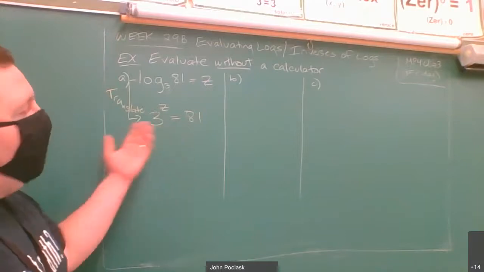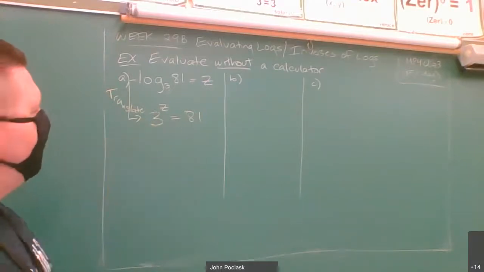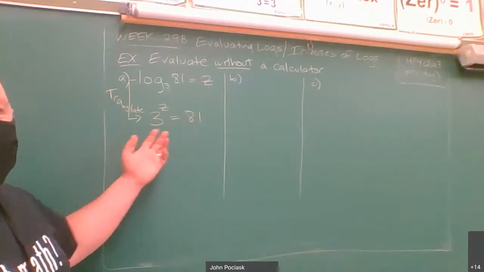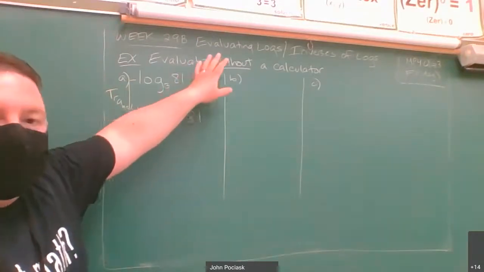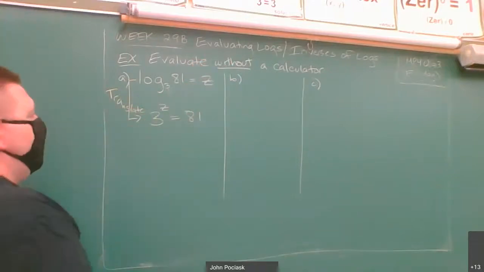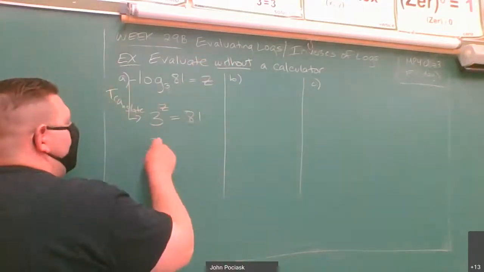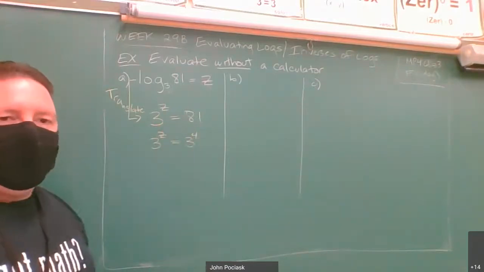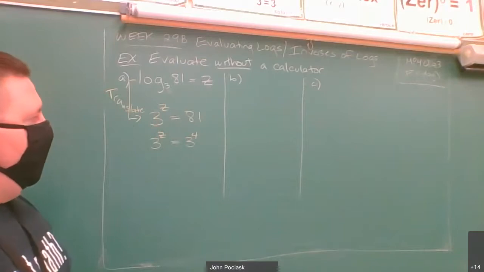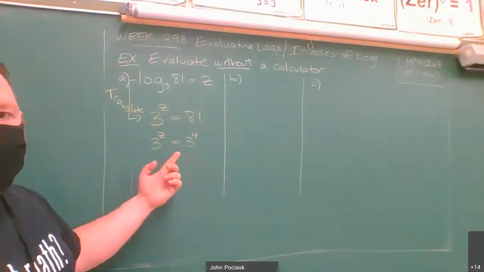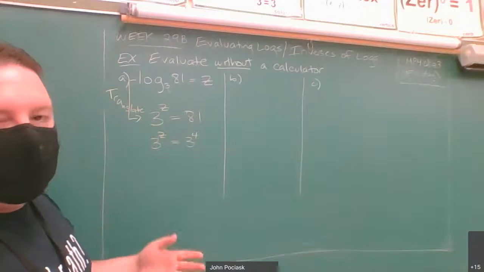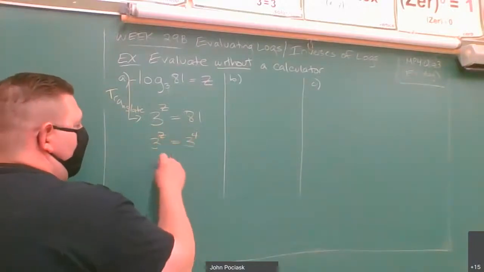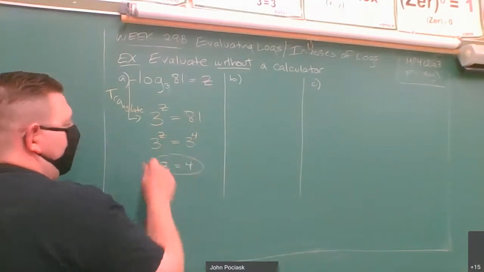And if you still don't see it from here, each side of the equation is going to be powers of the same number, at least for problems like this that you're expected to do without a calculator. So 81 is 3 to the 4th power. So I rewrite that. And now the bases are the same, so they just disappear, and you have an equation made entirely from the exponents. So Z equals 4. And that's it.